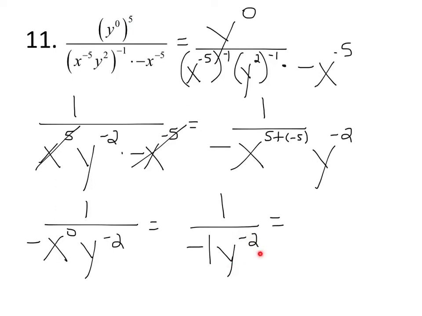And if you have a negative exponent in the denominator, you bring it to the top. So the top becomes 1y squared, but we don't need to write the 1. And then we have a negative 1 in the denominator, which we can just go ahead and bring up to the numerator, making our answer negative y squared.